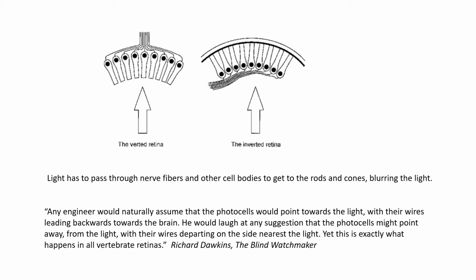Any engineer would naturally assume that the photocells would point toward the light with their wires leading backwards toward the brain. He would laugh at any suggestion that the photocells might point away from the light with their wires departing on the side nearest the light. Yet this is exactly what happens in all vertebrate retinas. And so this was sort of a smoking gun in the hand of the evolutionist camp.